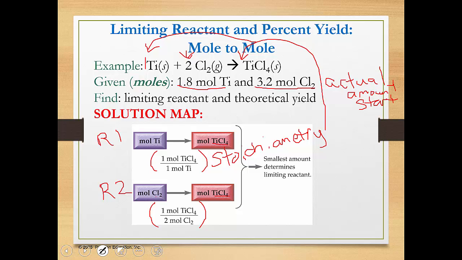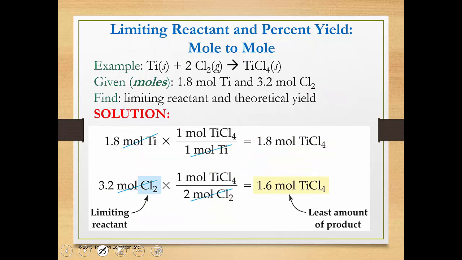So I'm going to apply those. I have the 1.8 here, and I have the 3.2 here. I'm going to work that out, and whichever one gives me the smallest amount determines which one is my limiting reactant. So here's the solution, cleaned up a little bit. 1.8 times 1, I can theoretically make 1.8 moles of titanium chloride from 1.8 moles of titanium. Do the same thing with chlorine, 3.2 divided by 2, gives 1.6 moles of titanium chloride.